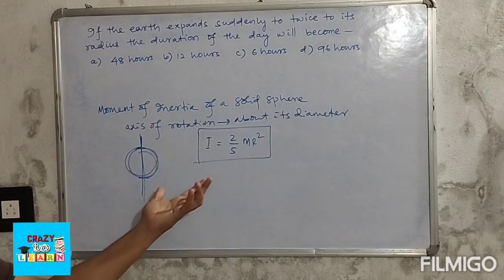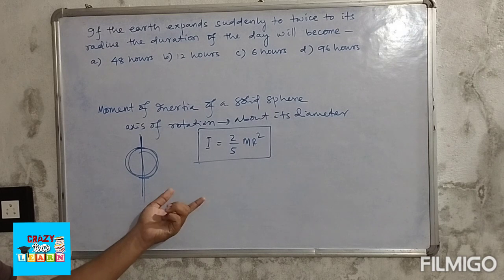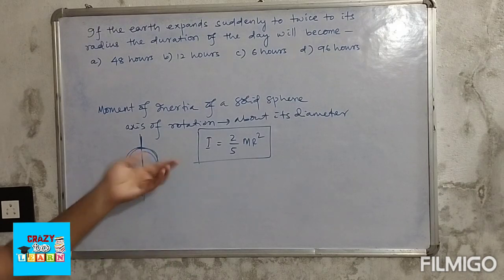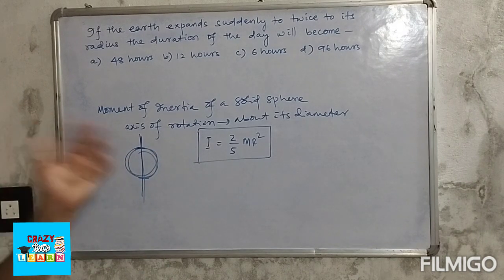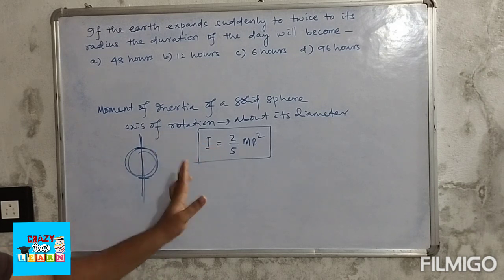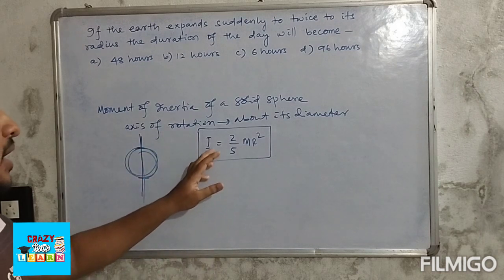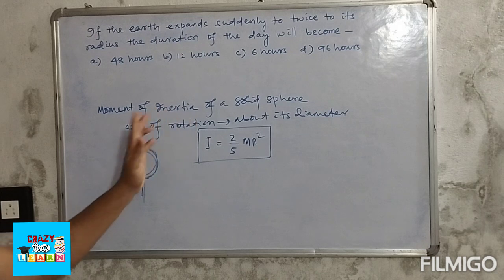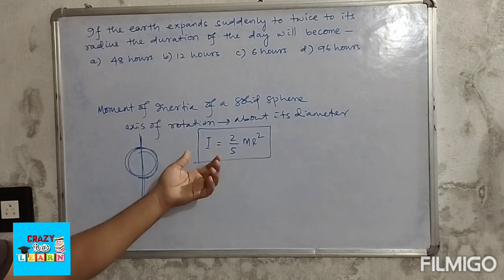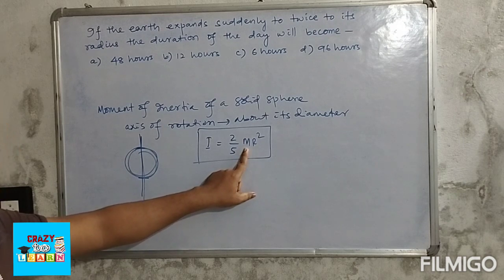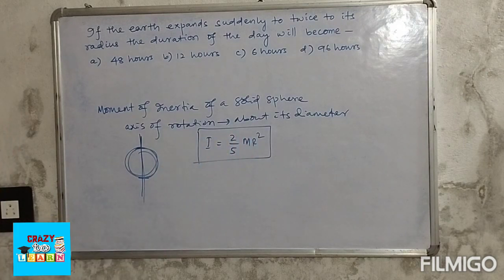You will ask how you get this formula. You will get this formula in your book, the derivation is also given. If I derive it here, it will take lots of time, so I directly note down the formula, and you will get the derivation from the book. Otherwise, in any other class I will derive how I get the moment of inertia of a solid sphere, axis of rotation about its diameter, is 2 by 5 mr square, where m is the mass of the solid sphere, r is the radius of the sphere.